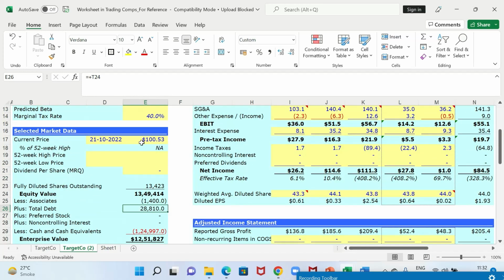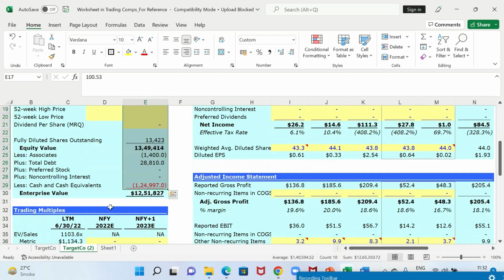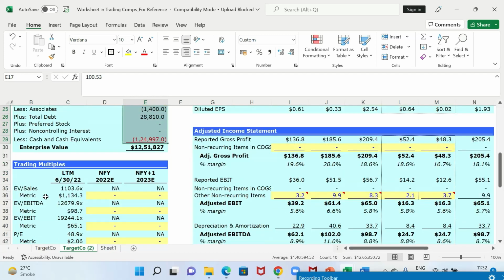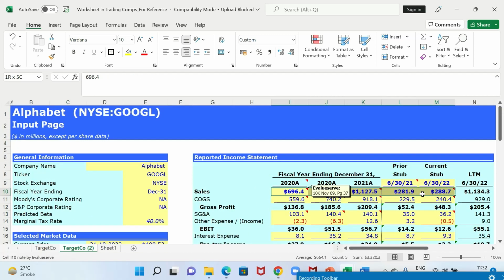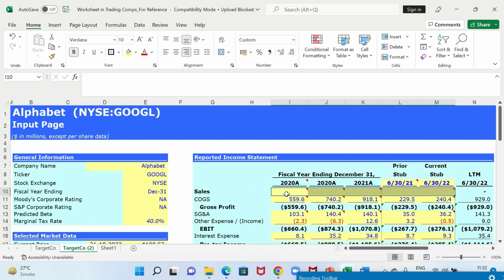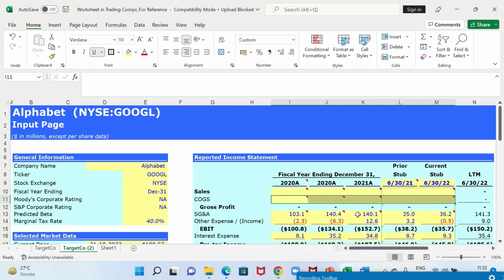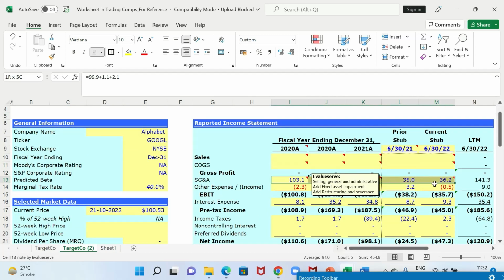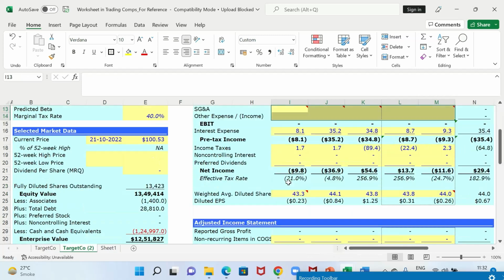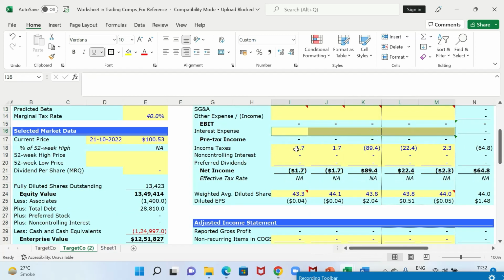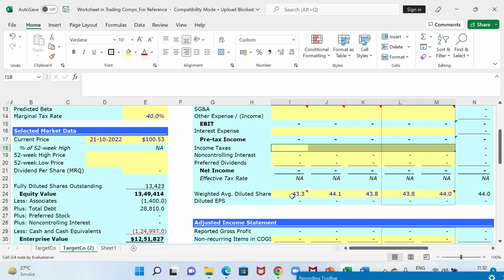एंटरप्राइज वैल्यू समझ के कैसे कैलकुलेट करता है? It's very easy, very basic steps. Now we'll quickly remove these things, because this was for some other company.